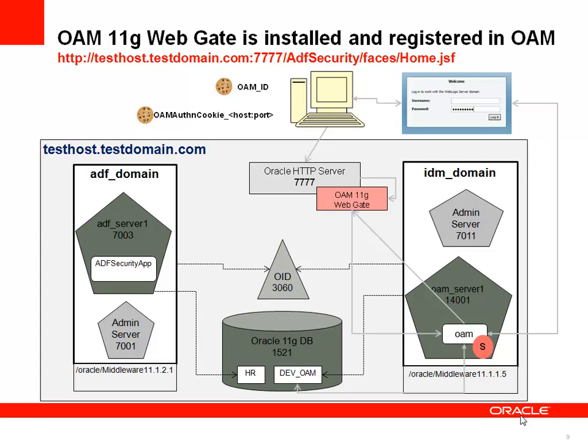You see that this cookie contains the host and port of the OAM WebGate, so if the user communicates with several WebGates, he will have several cookies inside his browser. And finally, the WebGate will forward the request to the ADF application, to the page, to the resource that we initially requested. So let's go into the configuration details.